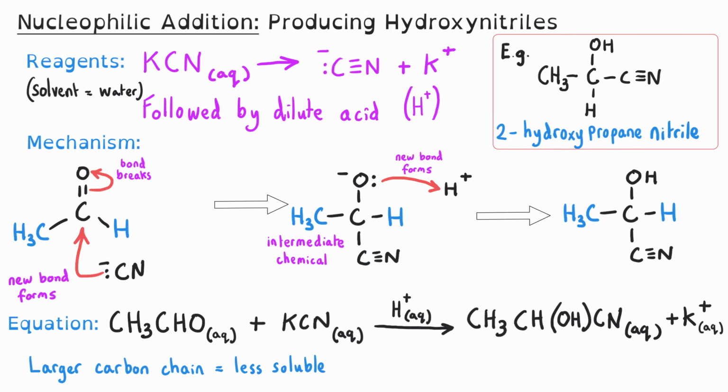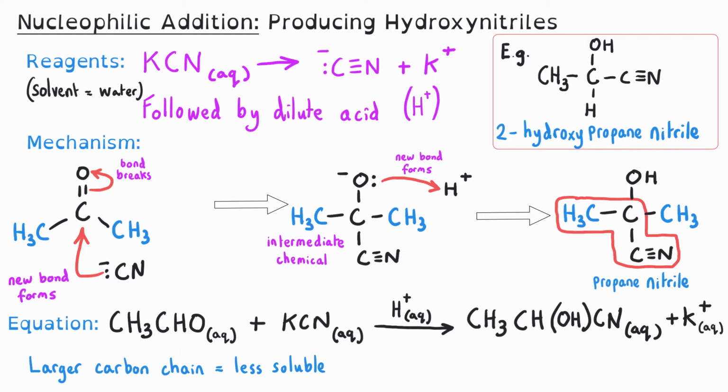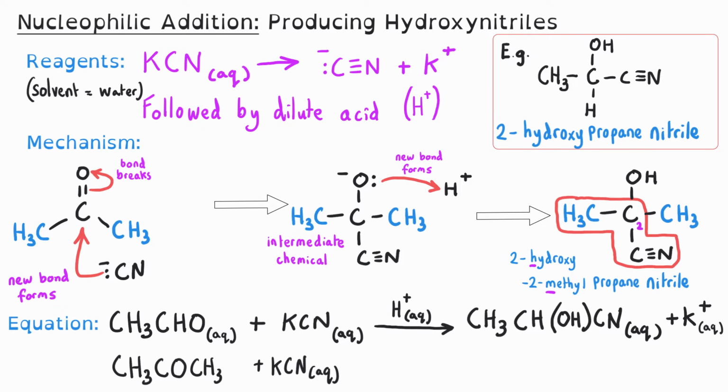If we did this mechanism on propanone, a ketone, we'd get a very similar reaction pathway. We're just swapping that hydrogen for a methyl group, and that's the same in the intermediate and the same in the products. But this time the product would have a different name. It would still be 2-hydroxypropane nitrile, but we also have a methyl group on that second carbon atom. And so this would actually be called 2-hydroxy 2-methylpropane nitrile, remembering that our branches need to be in alphabetical order. And then an equation for this reaction would look very similar to the aldehyde reaction.